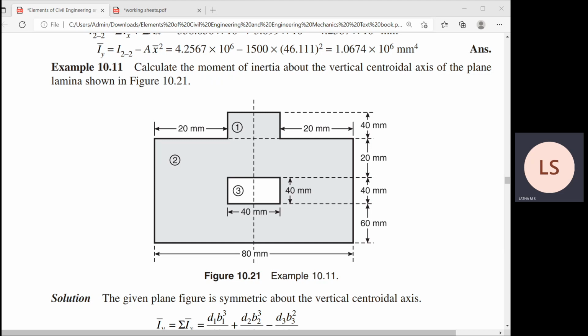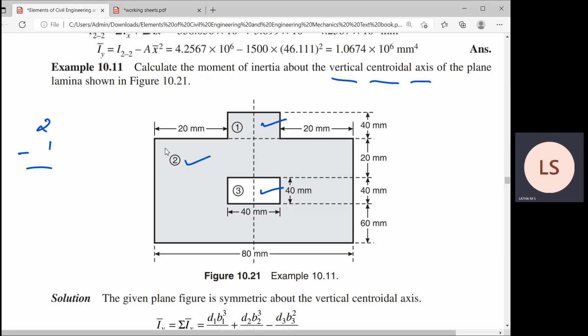You can see on the screen, there's a rectangular lamina which has been shaded. We have to understand it is divided into three parts: one is a rectangle, the other is also a rectangle, and one more is a rectangle. So we have to add two rectangles and subtract one rectangle to get the moment of inertia of the shaded area. But the problem asks to calculate about the vertical centroidal axis.